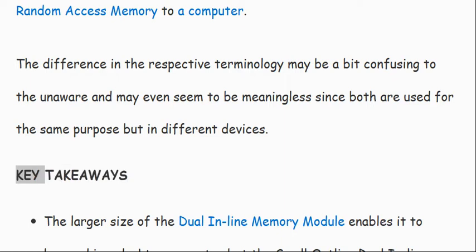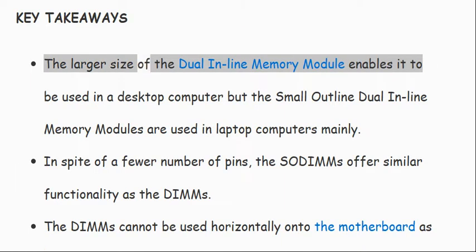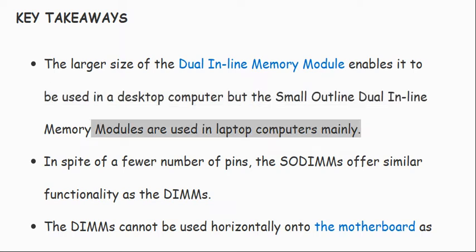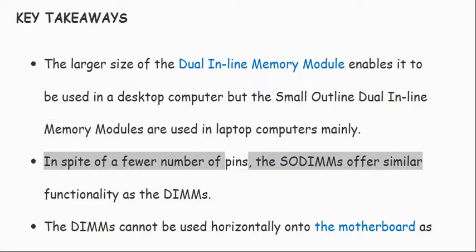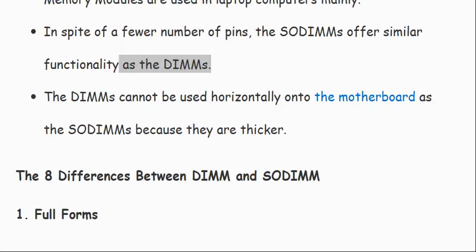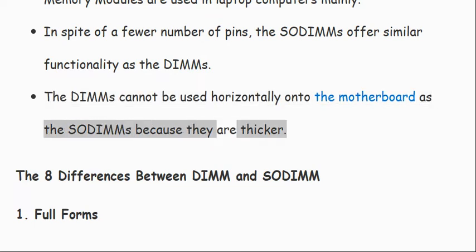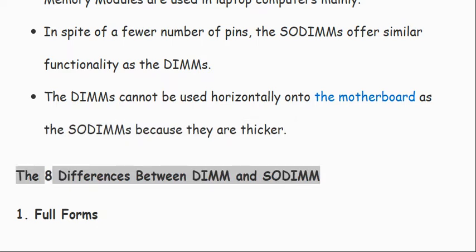Key takeaways. The larger size of the dual inline memory module enables it to be used in a desktop computer, but the small outline dual inline memory modules are used in laptop computers mainly. In spite of a fewer number of pins, the SODIMMs offer similar functionality as the DIMMs. The DIMMs cannot be installed horizontally onto the motherboard as the SODIMMs can because they are thicker. The 8 differences between DIMM and SODIMM.